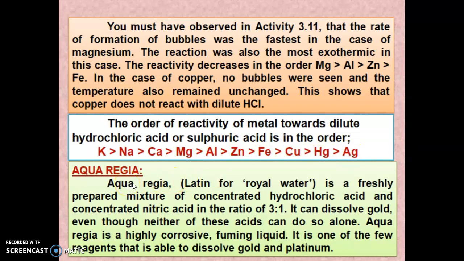Aqua regia. So what is aqua regia? Aqua regia comes from Latin, meaning royal water. It is a freshly prepared mixture of concentrated hydrochloric acid and concentrated nitric acid in the ratio of 3:1. So we take hydrochloric acid in 3 parts and nitric acid in 1 part. When these are mixed, you get aqua regia. It can dissolve gold, even though neither of these acids can do so alone. Aqua regia is a highly corrosive, fuming liquid. It is one of the few reagents able to dissolve gold and platinum.